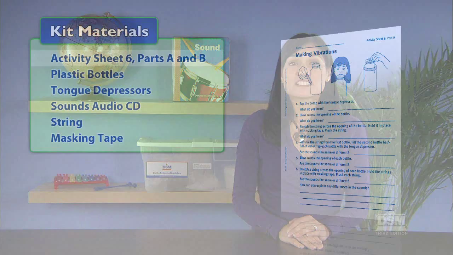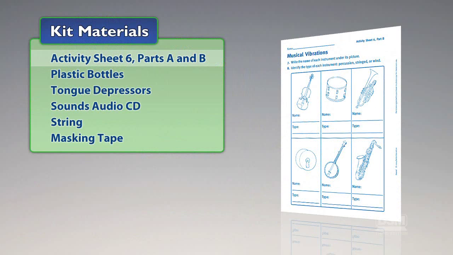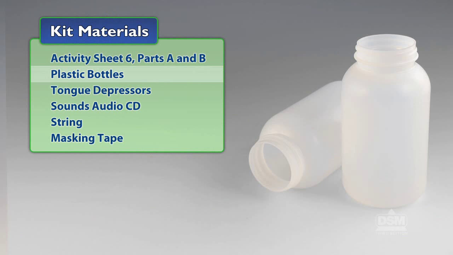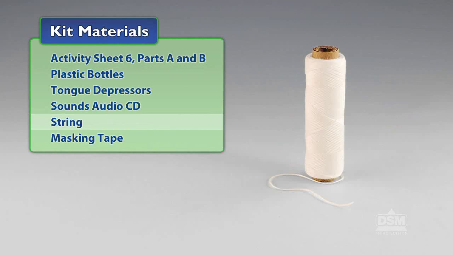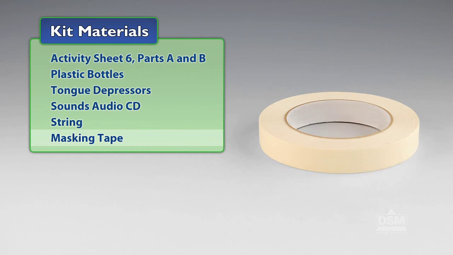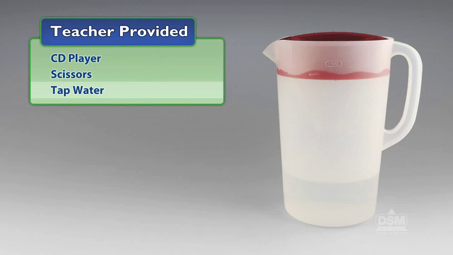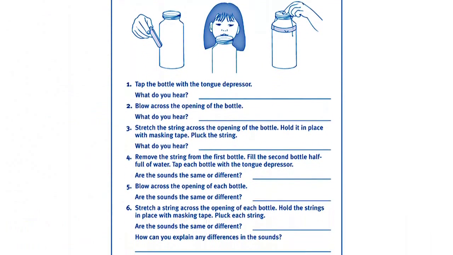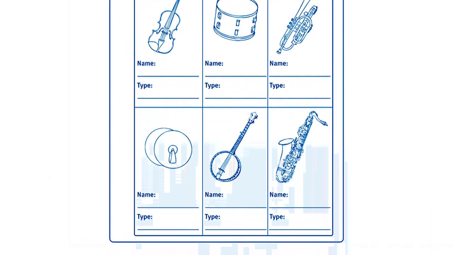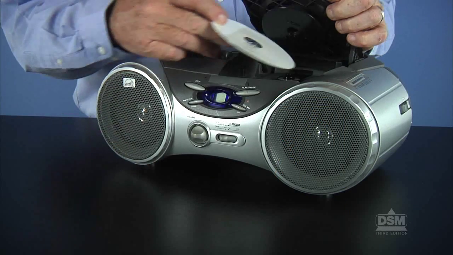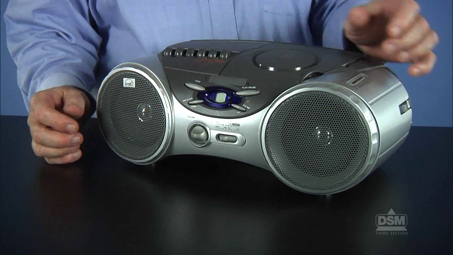You will need the following materials from the kit: Activity Sheet 6, Parts A and B, plastic bottles, tongue depressors, Sounds audio CD, string, and masking tape. You will also need to provide a CD player, scissors, and tap water. To prepare for the activity, make a copy of Activity Sheet 6, Parts A and B for each student. Set the sound CD on the CD player at Section 1, entitled Instruments.